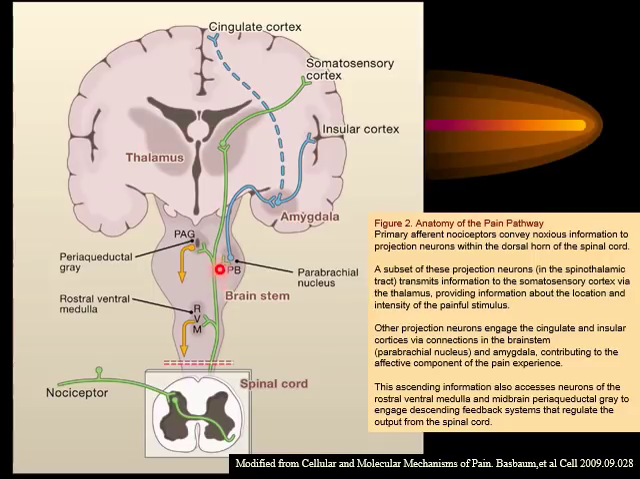There are also branches going off to other parts of the brain besides the somatosensory cortex, and that includes the amygdala and the insular cortex and the cingulate cortex.